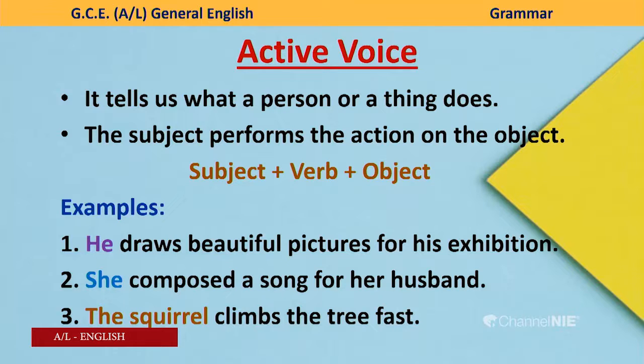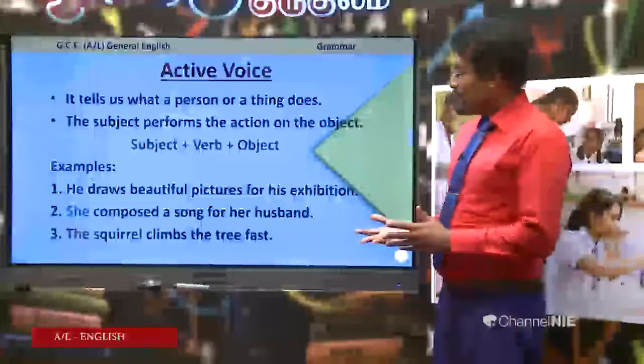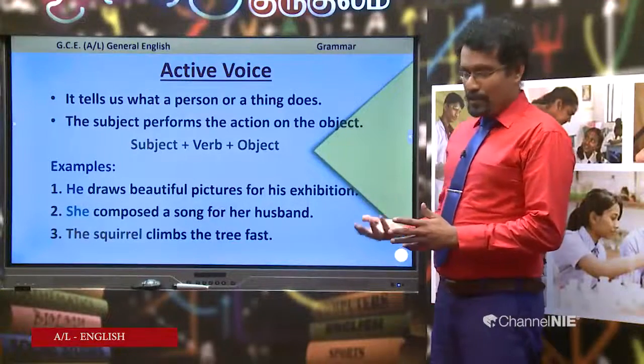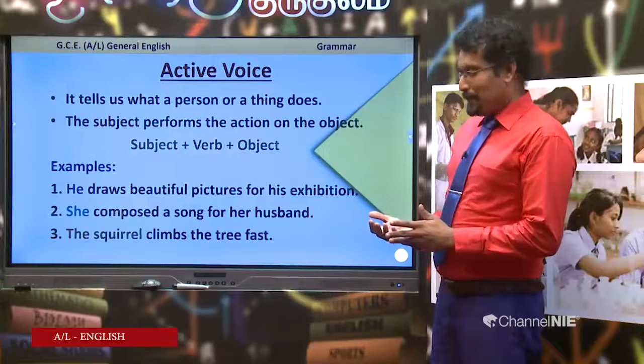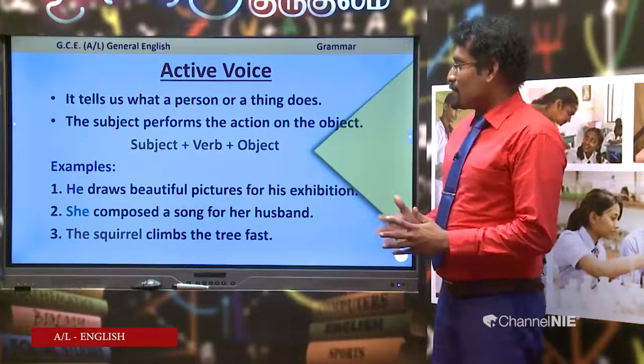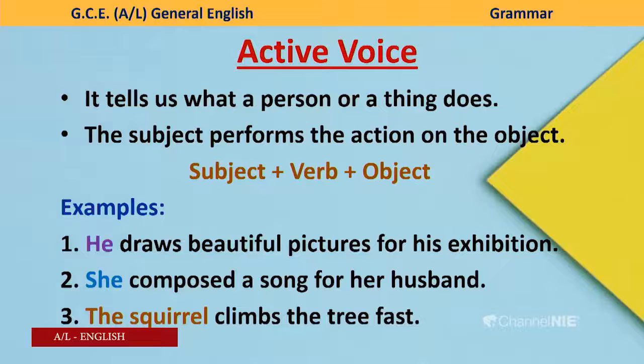So, the basic sentence structure is subject plus verb plus object. Subject is the doer who is doing the action, verb is the action and object is what the subject is doing. The subject is doing what? So, subject plus verb plus object is the main structure. So, there are some examples for you to have a better idea about active voice. I am going to read all the sentences for you.